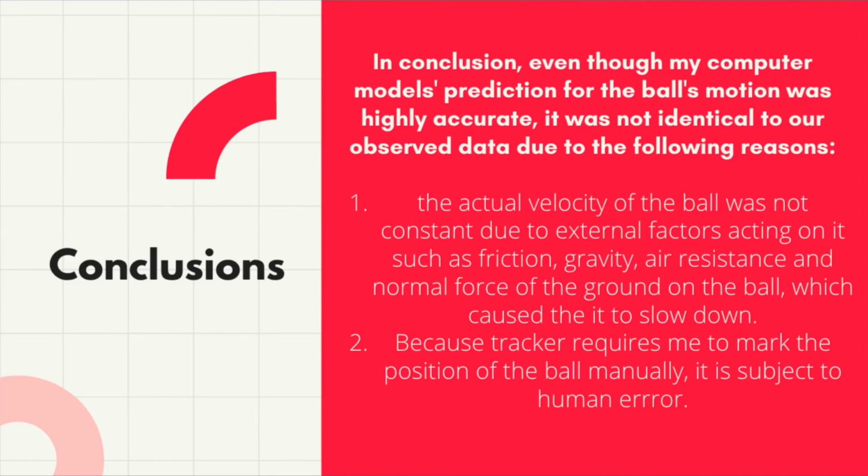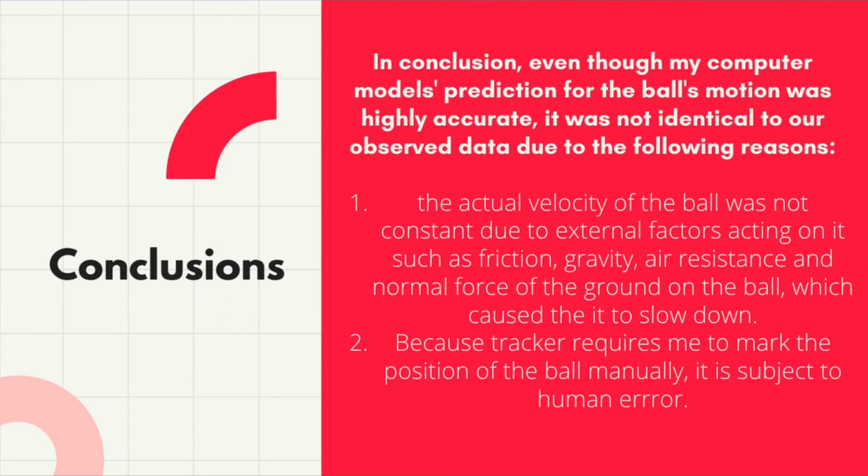Number one, like I previously stated, the actual velocity of the ball was not constant. This is due to external factors acting on the ball, such as friction, gravity, air resistance, and normal force of the ground on the ball. We assumed that the net force on the ball was 0.